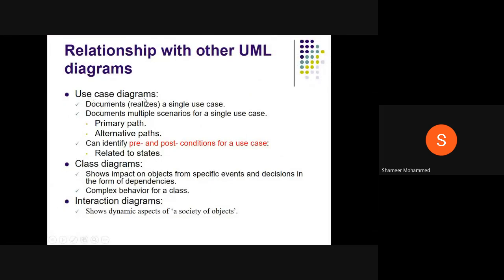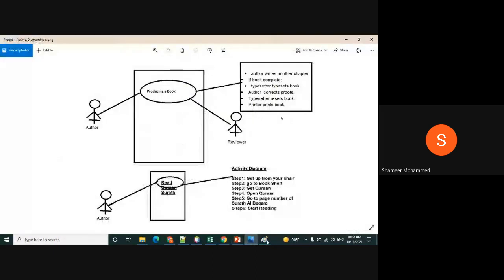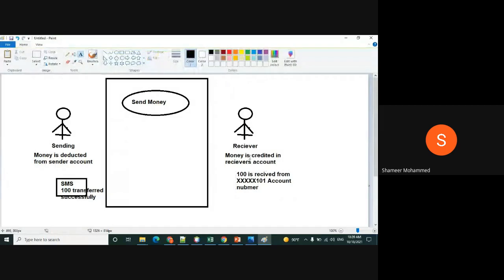See here, the use case diagram has a relationship with the activity diagram. You can realize a single use case. You can create multiple scenarios for a use case. See here, I said sending money in the bank. What will happen if you don't have money here? Or what will happen if this person's account is closed? There are many possibilities. So preconditions, post conditions, many things we can represent with the help of the activity diagram, and this way it is related to each other.